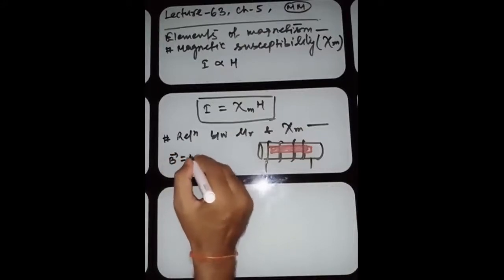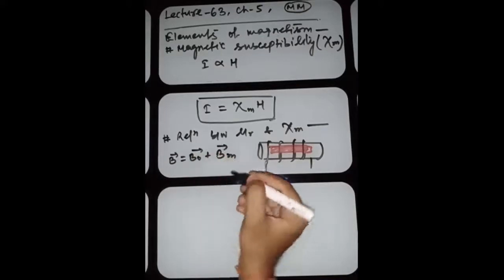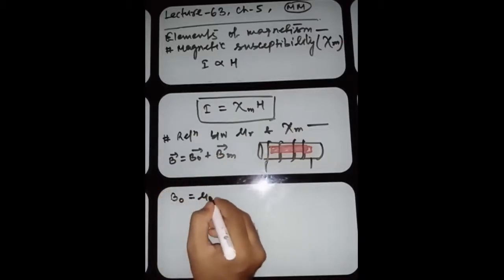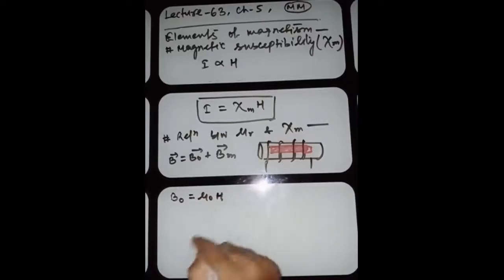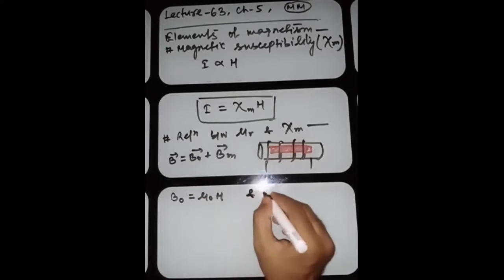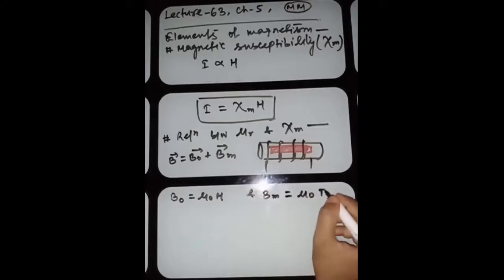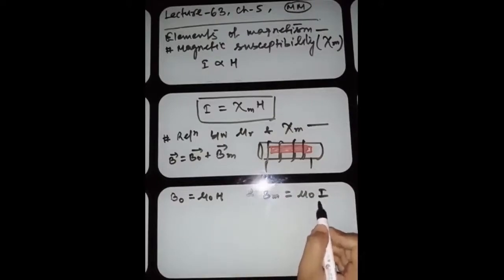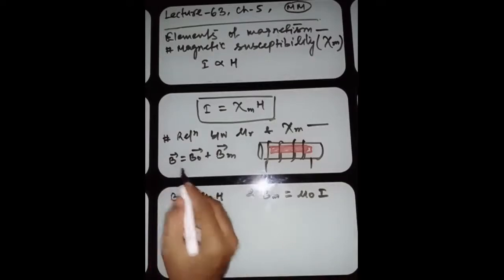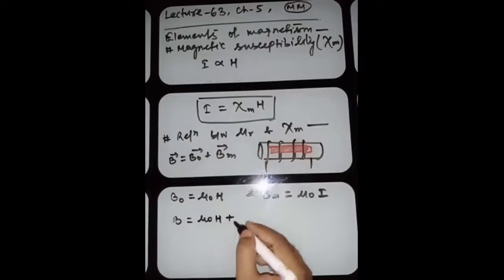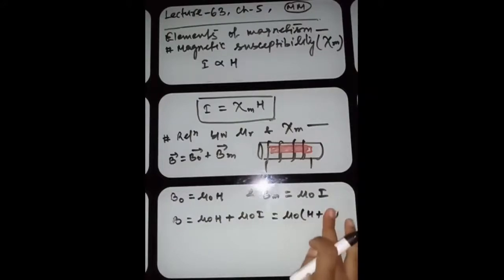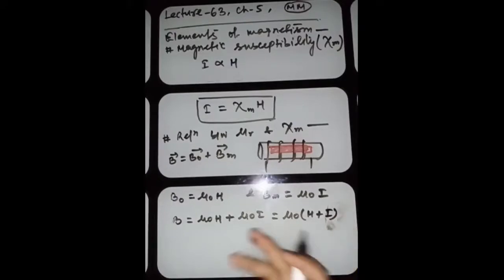The net magnetic field we can write as B equals B naught plus Bm, where Bm is due to magnetization. B naught is mu naught H, the relation we obtained in the last topic. Bm is mu naught I, which we have also written. You know that this I is not the current; it is the intensity of magnetization induced in the specimen. So B equals mu naught H plus mu naught I. Now mu naught is constant, so B equals mu naught times H plus I.